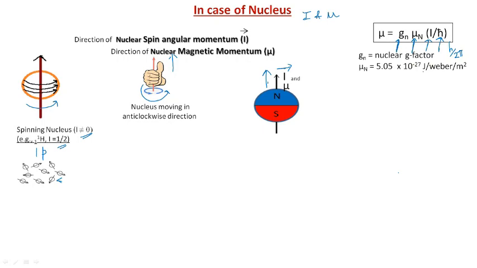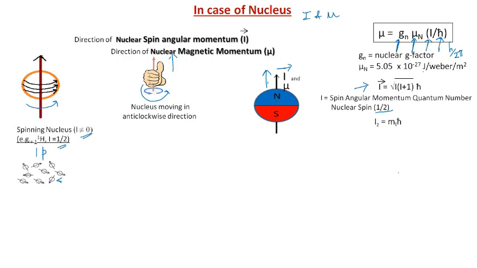According to the quantum mechanical consideration, this nuclear spin angular momentum is a quantized property of the nucleus, which depends on the nuclear spin value I. This nuclear spin value is also known as spin angular momentum quantum number. Here in case of proton nuclei, the value for I is 1 by 2, as I told you earlier.